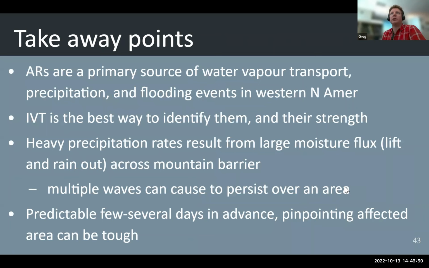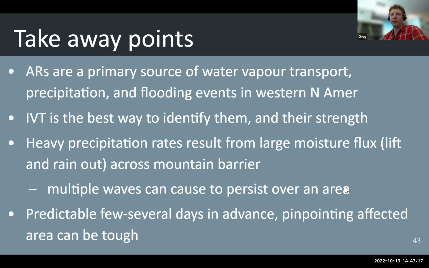Okay, so the takeaway points. Number one, atmospheric rivers are a primary source of water vapor transport, precipitation, and flooding events for Western North America. Integrated vapor transport is the best way to identify them and their strength. Heavy precipitation rates result from large moisture flux as this moisture is lifted and then rains out of the atmosphere over a mountain barrier.